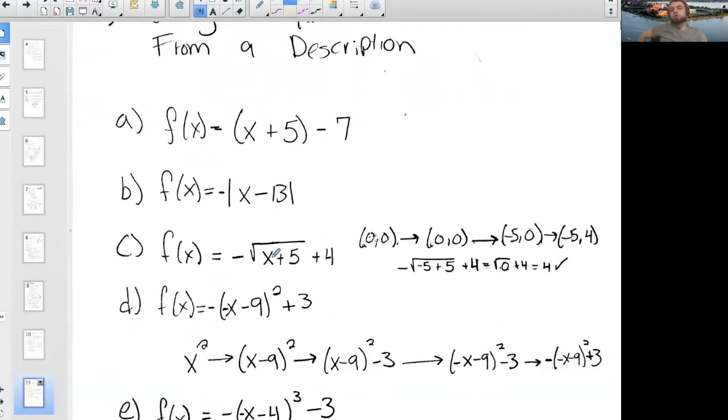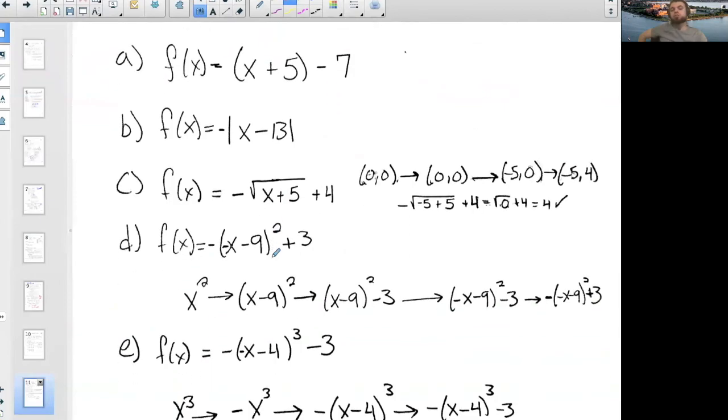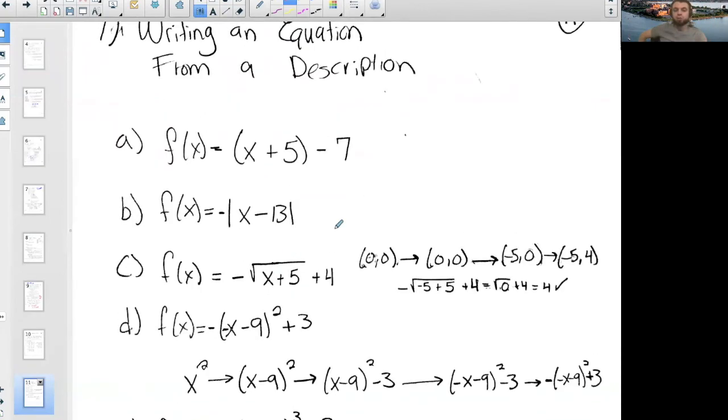And then last one, writing an equation from the description. Just remember the different ways that you would do this. I kind of thought of ways of checking your answer. Just remember that if you put the minus or the plus outside, it moves it up and down. If you put it inside, it moves it left and right. Remember, the left and the right is kind of counterintuitive.